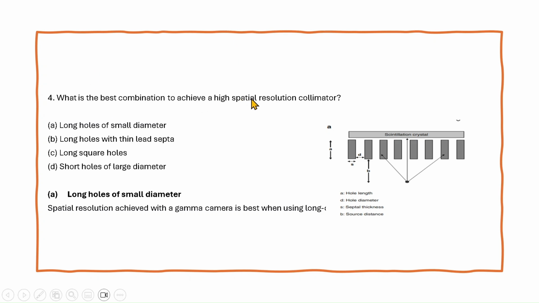So to achieve high spatial resolution, the collimator should have long holes of small diameter. That means the hole length should be more, so that only photons which are traveling straight can pass through. All other photons which are coming at an angle will be blocked if this length is long, and if this diameter is small, then only the gamma rays which are coming straight will pass through and be detected. Therefore a combination of long holes and small diameter is best for achieving higher spatial resolution.